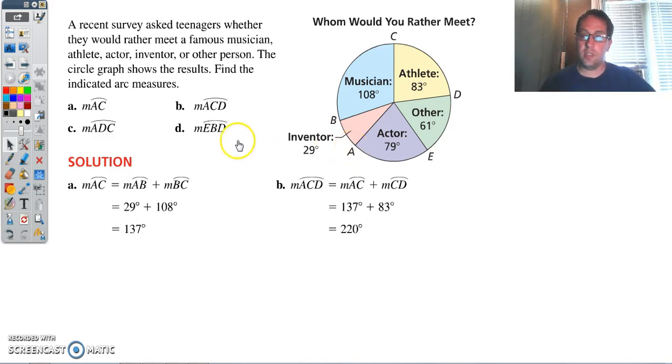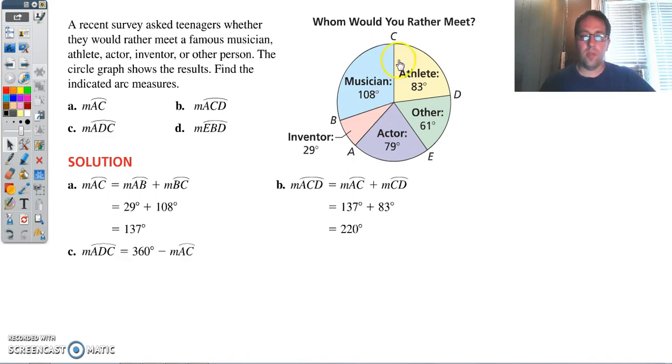ADC. Well, this is different. ACD and ADC are two different things. ACD is going through C to D, so it's right here. ADC is going through D to C. So that's a different arc. It's going to be a little bit different there.